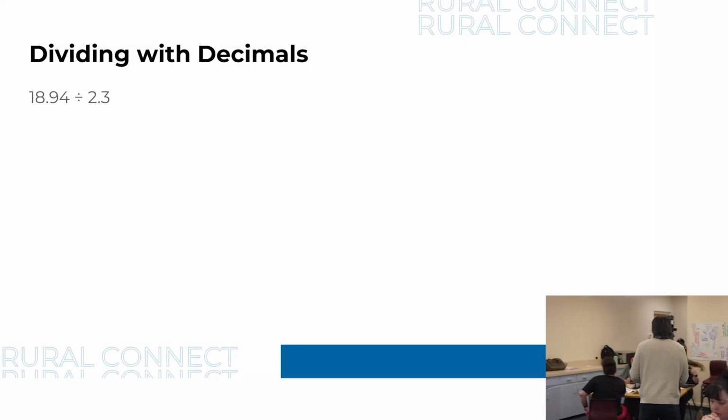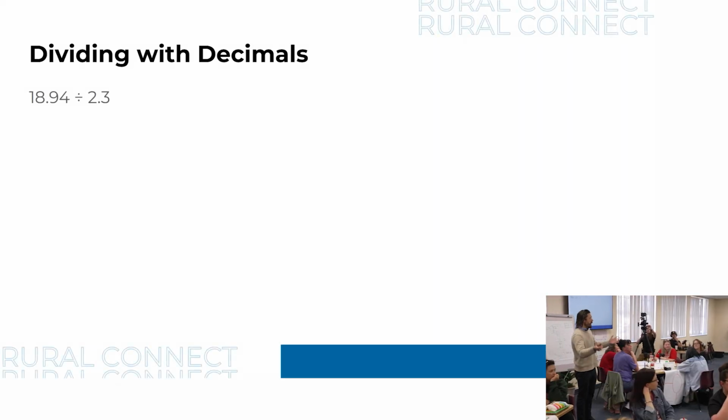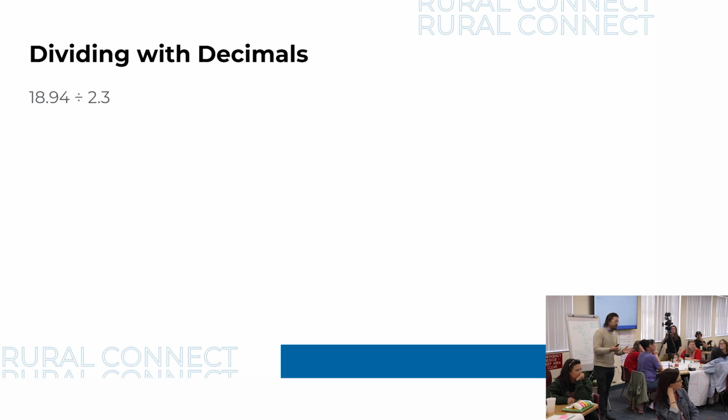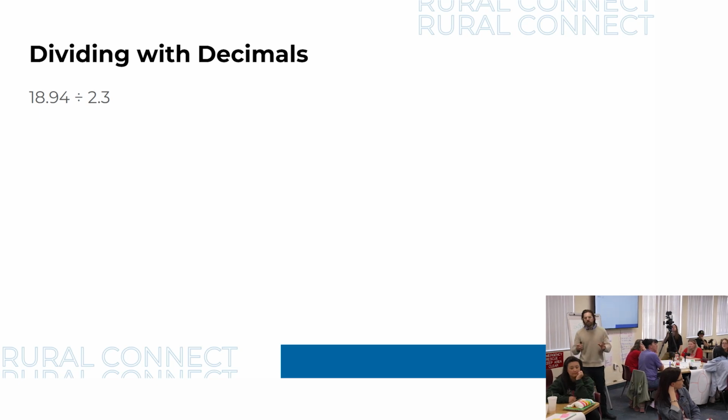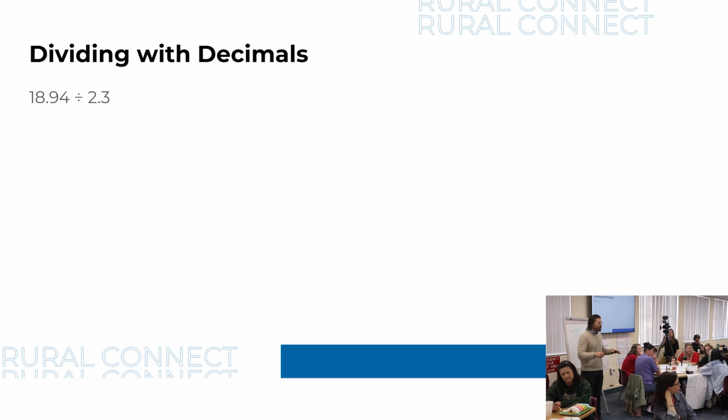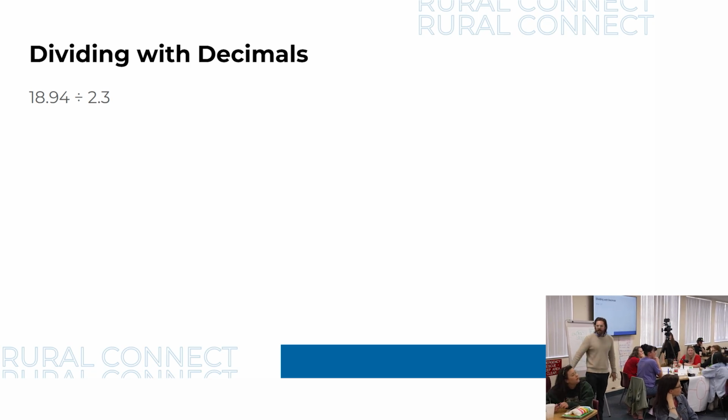We're going to talk about dividing with decimals. So something like 18.94 divided by 2.3. Now, I don't want you to think about what that exactly is. Don't try to figure it out. It's okay. Leave your calculators aside. We're not actually ever going to talk about the real answer here, and that's okay. I just want us thinking about what it means to divide by decimals.